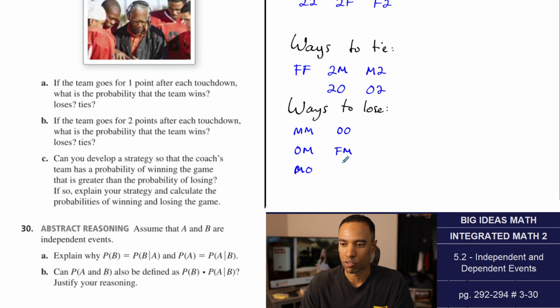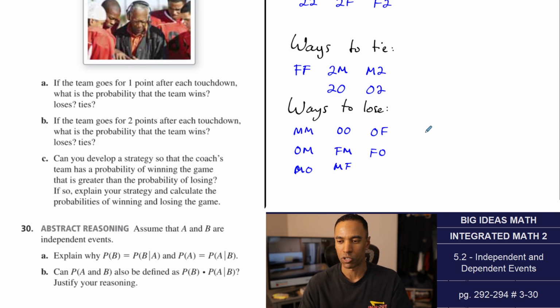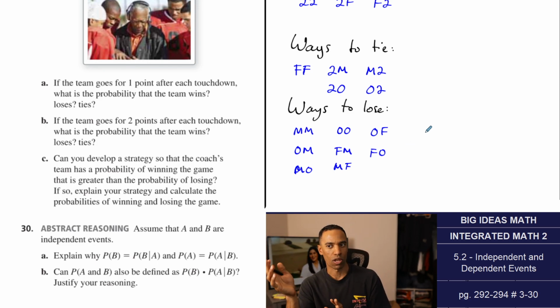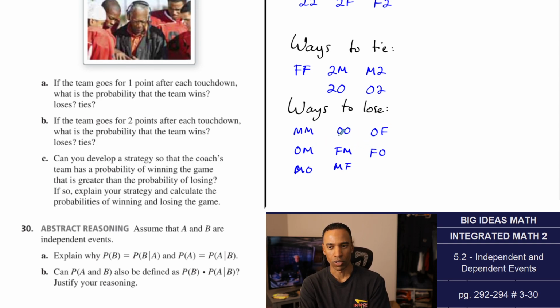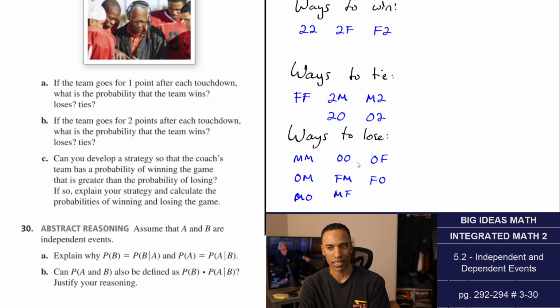Made a field goal, missed a field goal, missed a field goal, made a field goal. Failed a 2-point conversion, made a field goal, failed a 2-point conversion. I might have missed some things along the way. This is where it gets a little bit weird with that. If I make a 2-point conversion, I don't lose. I at least tie. So I just got to make sure that I either miss, don't convert, or only make a single field goal, and look at all those different opportunities. And I think that's all of them.